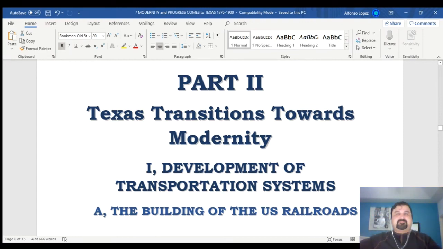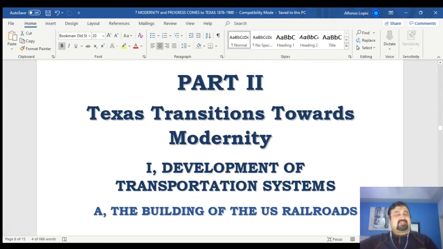All right. So let's look at part two. Okay. So now we're just going to focus on Texas. We understand what modernity is. So now let's look at this change taking place. And once again, it's gradual.